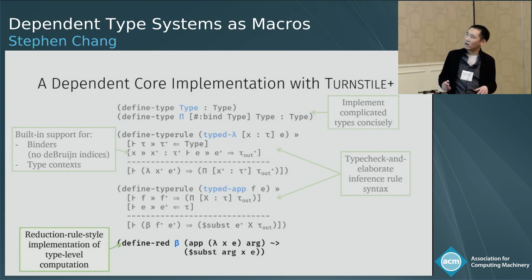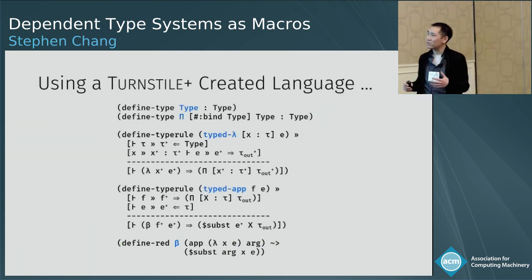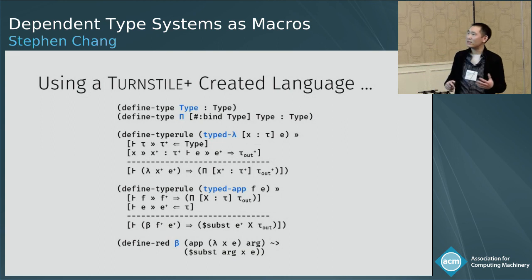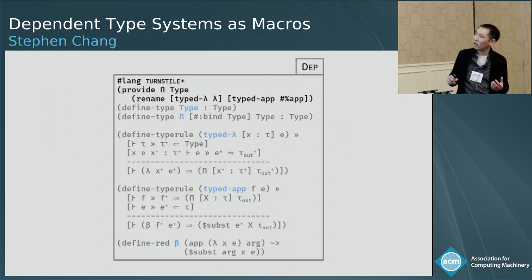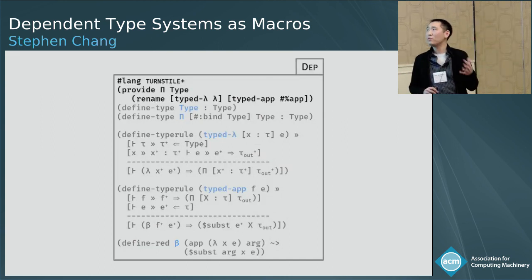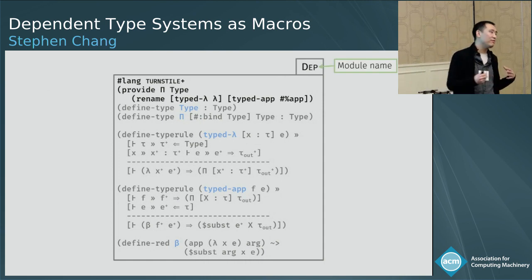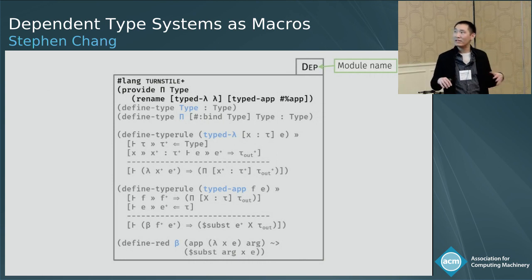So now that we have a complete language implementation, let's try to use it. Before we use it, we have to do a few more steps. First, we take this code, we put it in a file or a module. It's the same thing. And here we give it a name, dep.